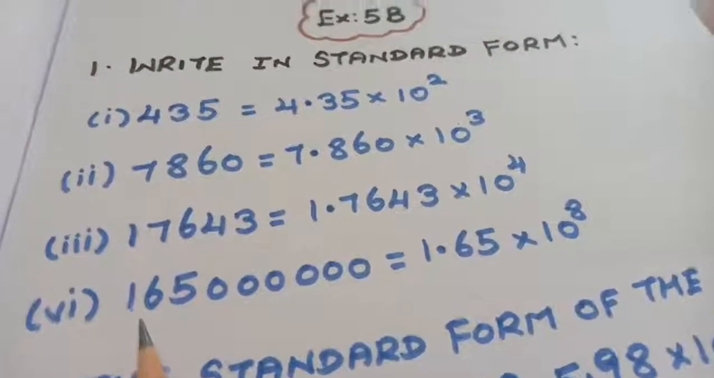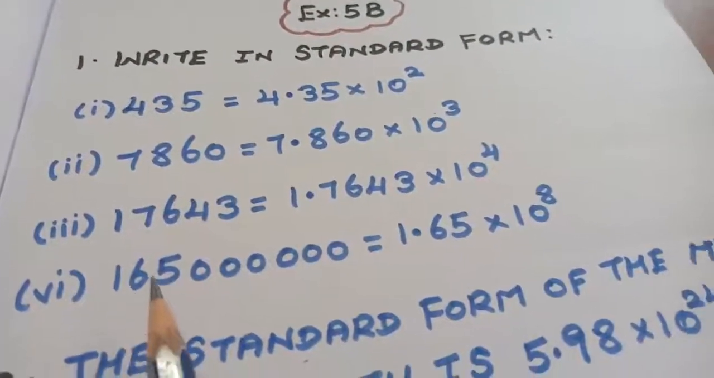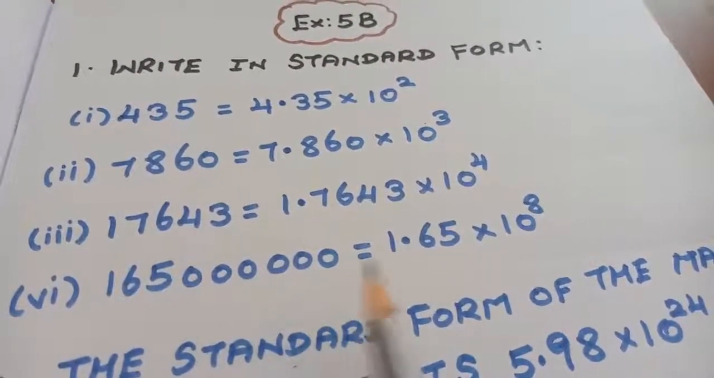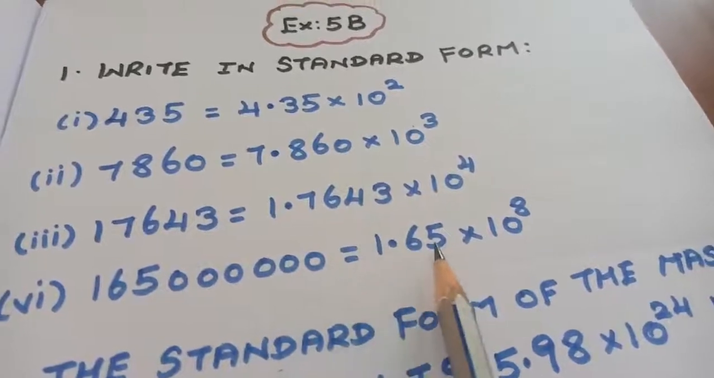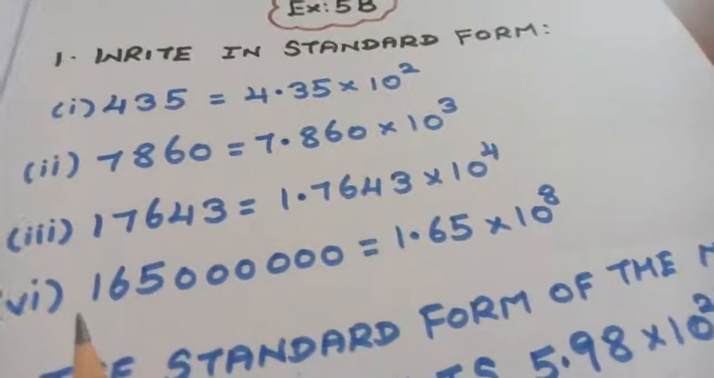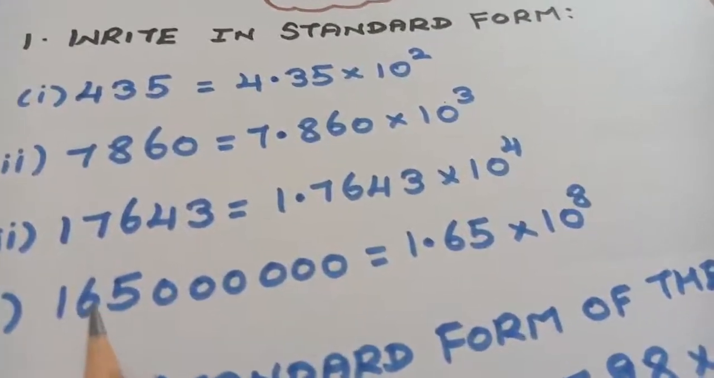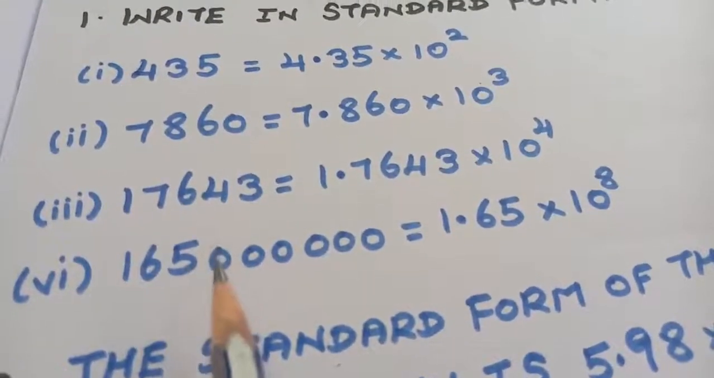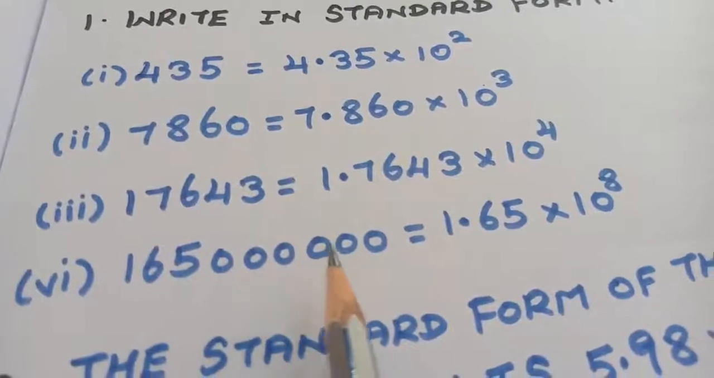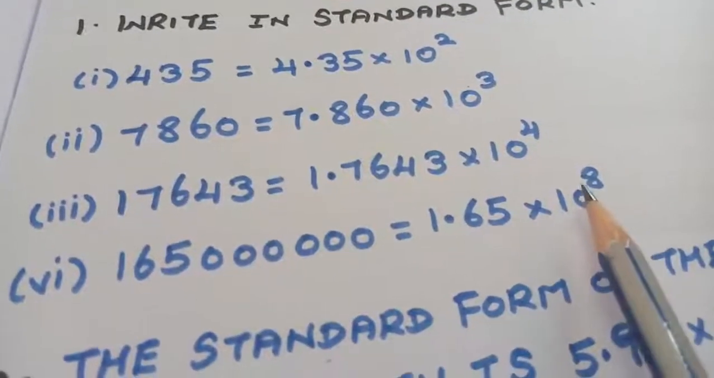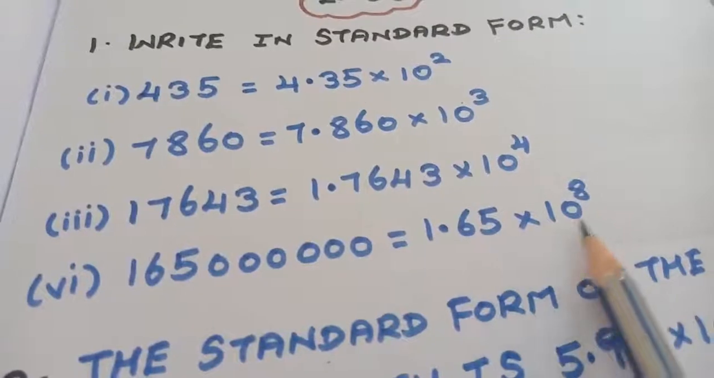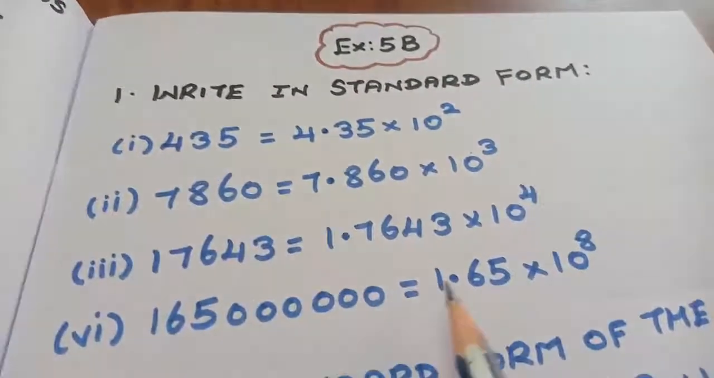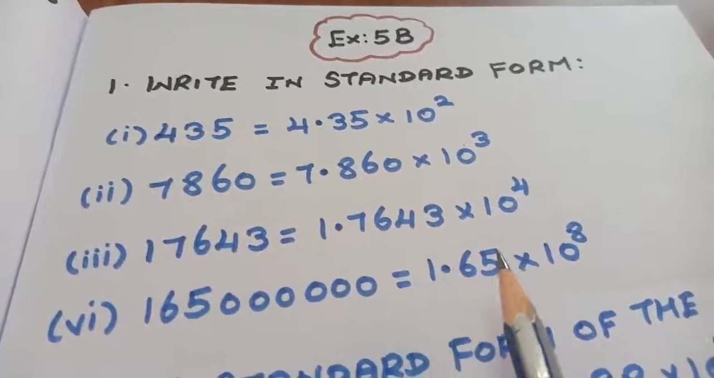If I take this sum, 1.65000, with zeros repeated 6 times. So 1.65. The remaining zeros I am not showing, but after the decimal point I am going to count the number of digits. That is 1, 2, 3, 4, 5, 6, 7, 8. So 10 to the power 8, and this is the standard form of the given number. So this is the idea of exercise 5B.